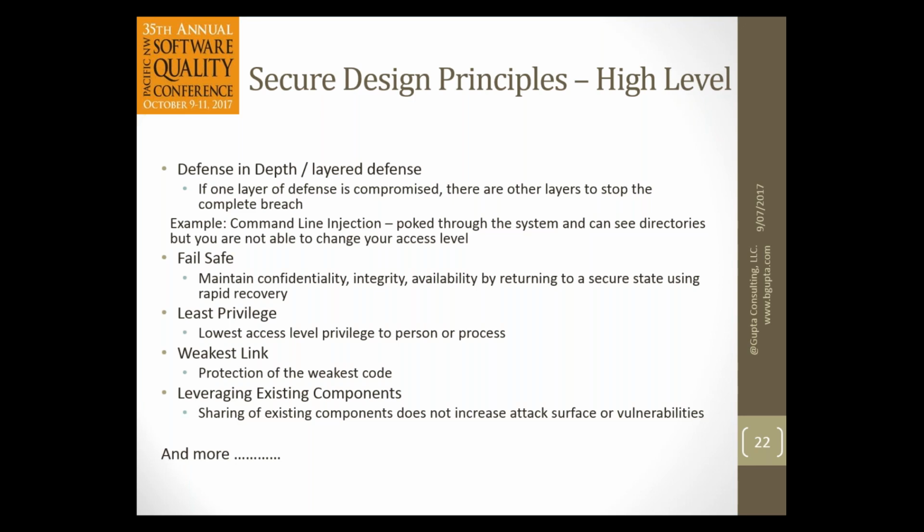Is there another one, like a number 3, in terms of the weakest link? You mentioned protection of the weakest code. Are there ways to find that out in your code? Which parts are weak?